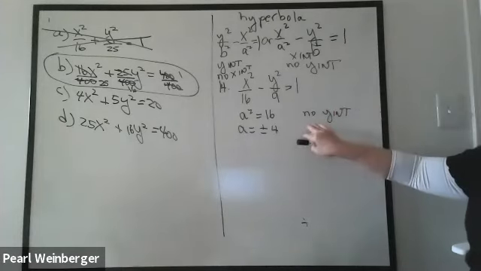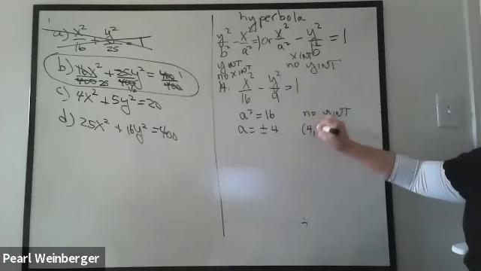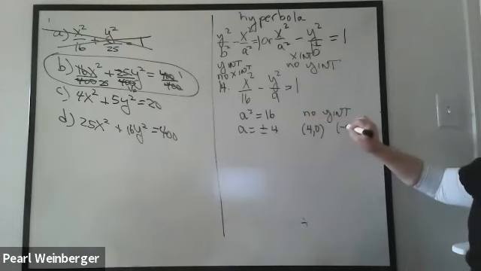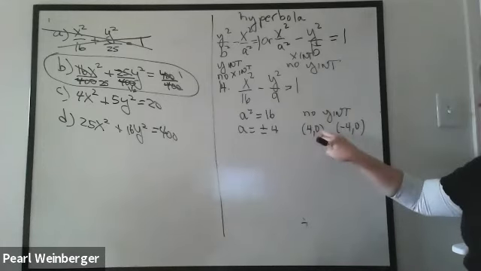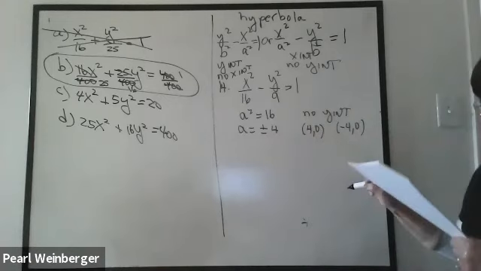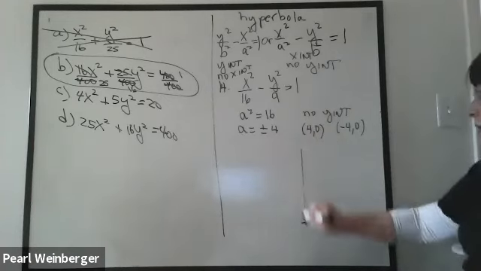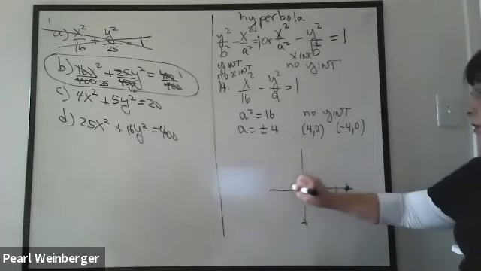The x intercepts are sometimes written this way: (4, 0) and (negative 4, 0). Remember, when you have an x intercept, the y is always 0. And the way this would look, if we were graphing it, would look something like this. You go 4 to the right and 4 to the left.